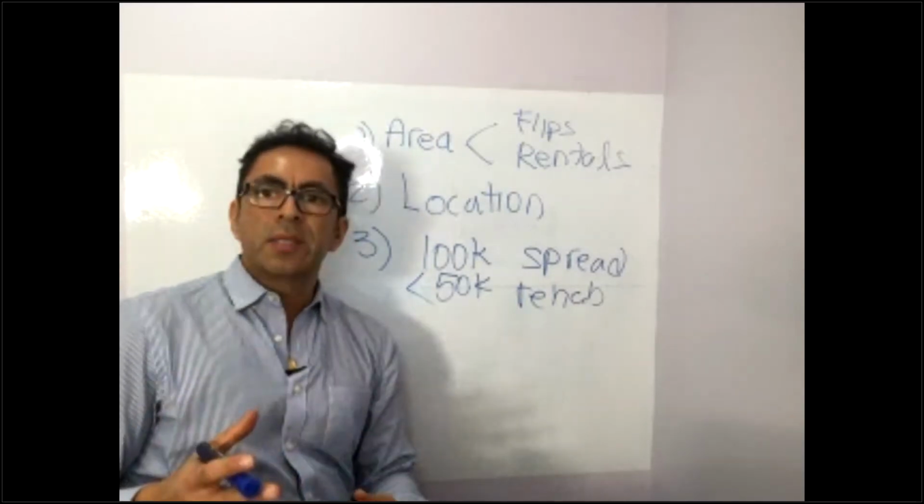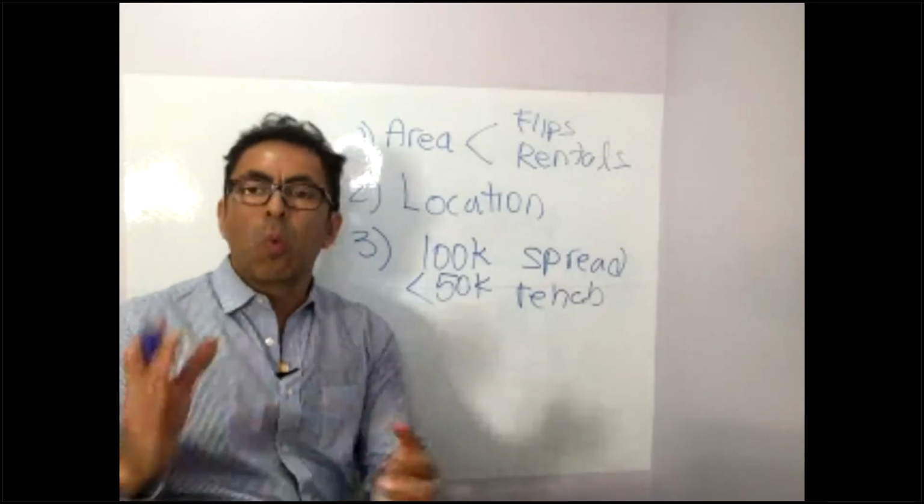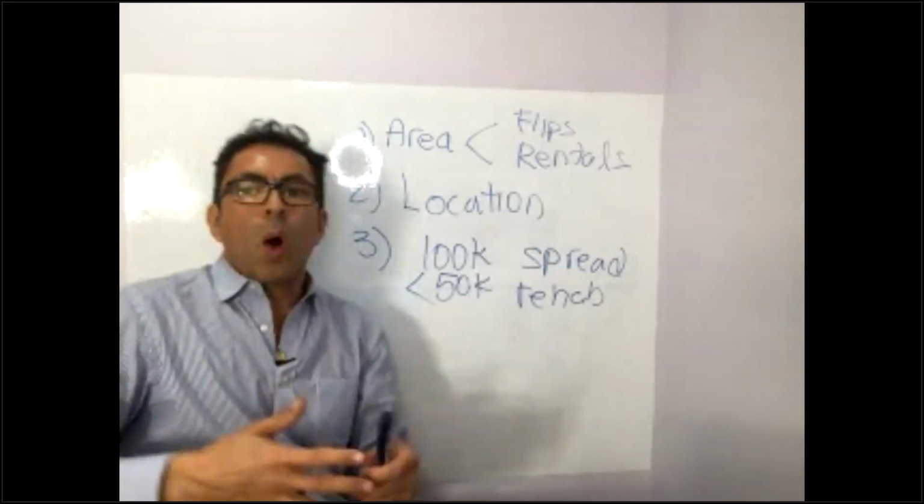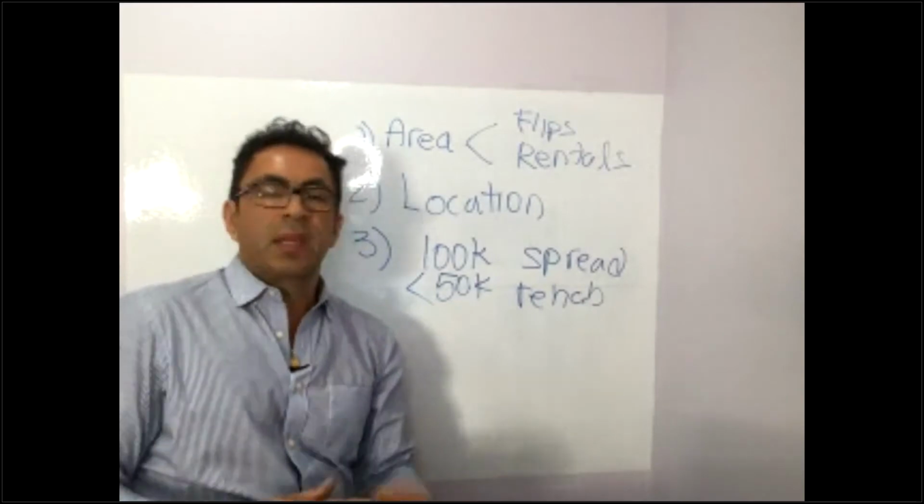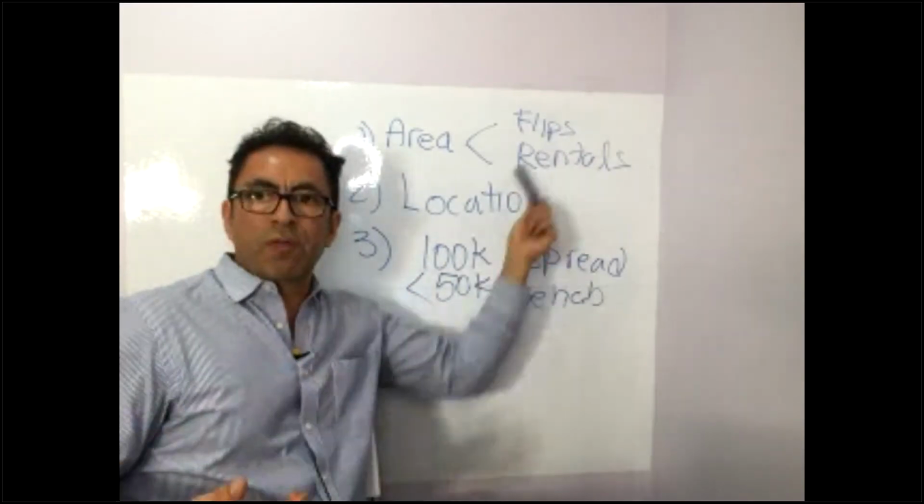So you've got to understand, like, we're focusing on rentals, right? There are some markets that do not support rentals. So what does that mean? Why would you care? What's the big difference between a market that supports flips and rentals?